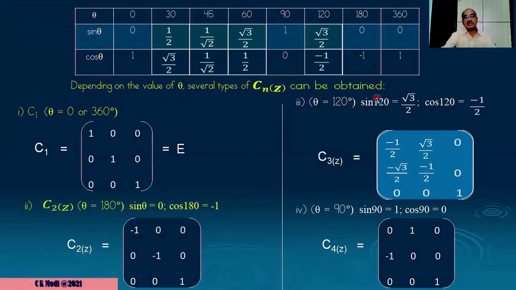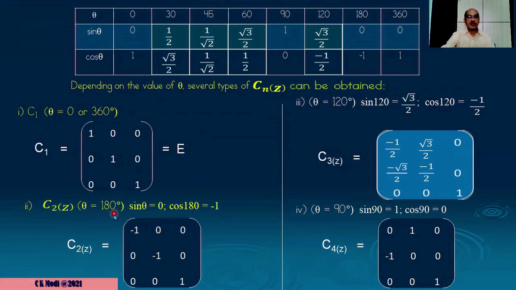For example, depending on the value of theta in the Cnz matrix, suppose the value of theta is equal to 0 or 360. Then cos 360 is equal to 1 and sin 360 is equal to 0. Look at this: sin 360 is equal to 0, cos 360 is equal to 1. So the matrix is 1, 0, 0; 0, 1, 0; 0, 0, 1. This is the E matrix.